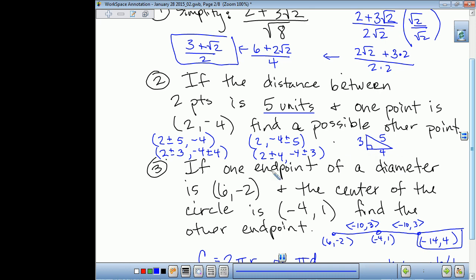distance of 5? So if I took the x and added or subtracted 3 and took the y and added or subtracted 4, that would give me 4 other points. And then I could just flip-flop them. So there were a lot of points we could have come up with for that.